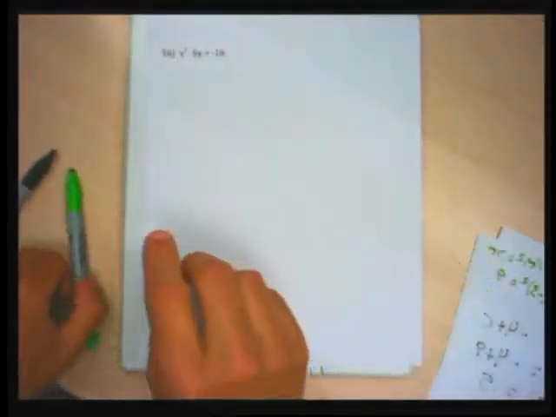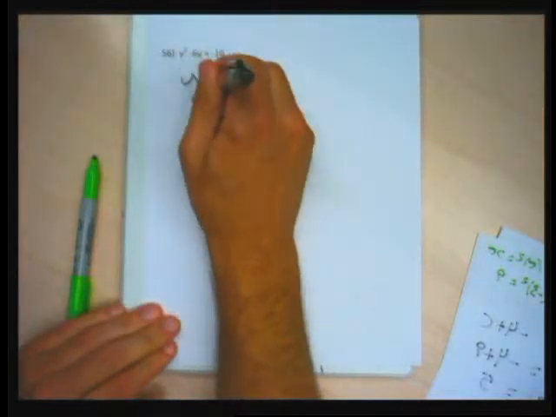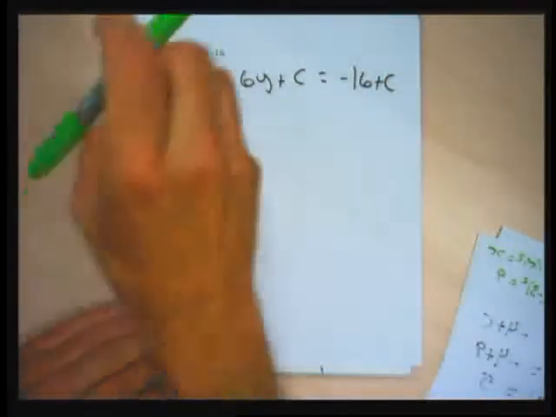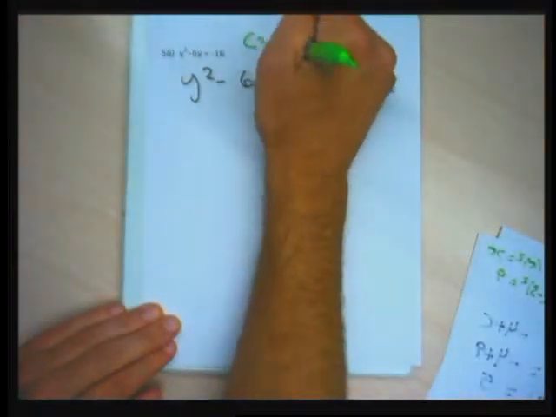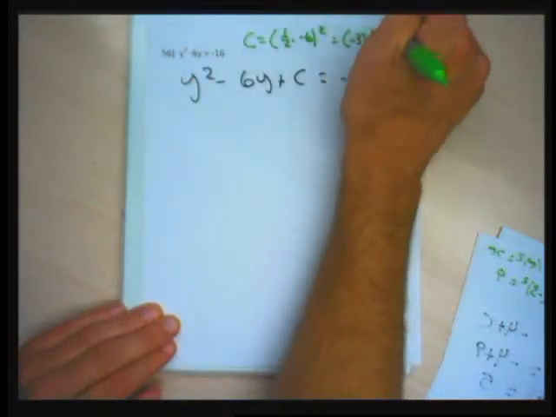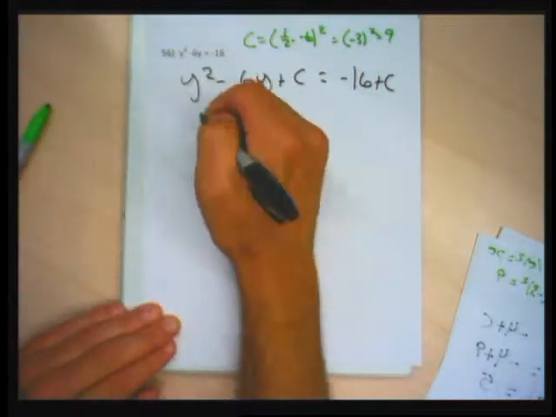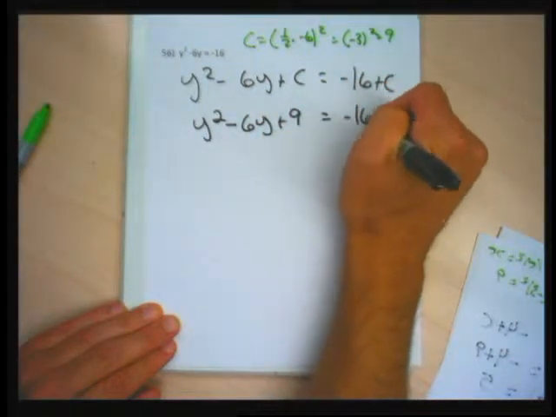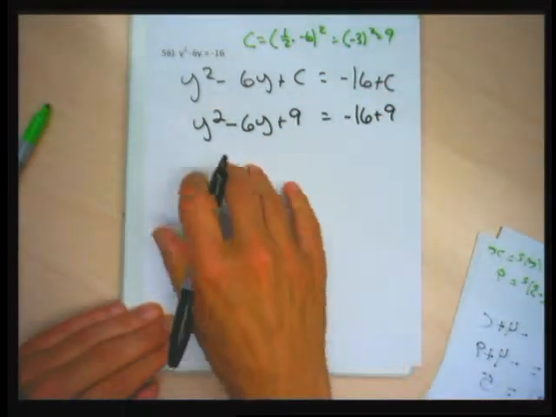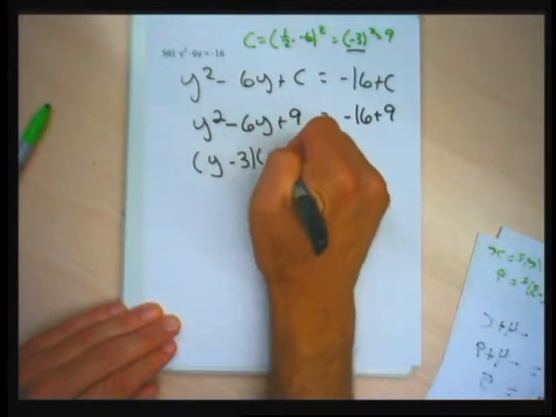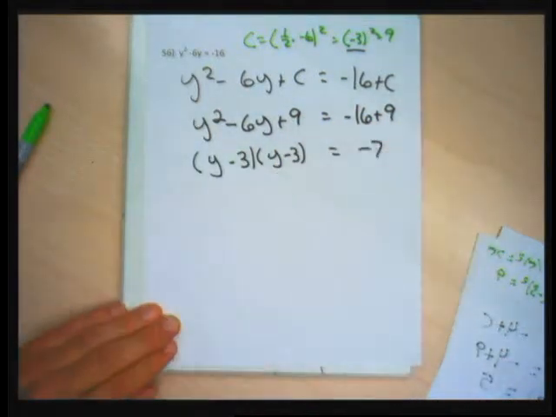Last one. This one's probably going to have an i in it again. So write it as y squared minus 6y plus c equals negative 16 plus c. c equals half of negative 6 squared, which is negative 3 squared, which is positive 9. Rewrite this as y squared minus 6y plus 9 equals negative 16 plus 9. Left side super easy factoring because I know the number that goes in the parentheses. I know the parentheses have to be identical. Right side I can do that without my calculator.